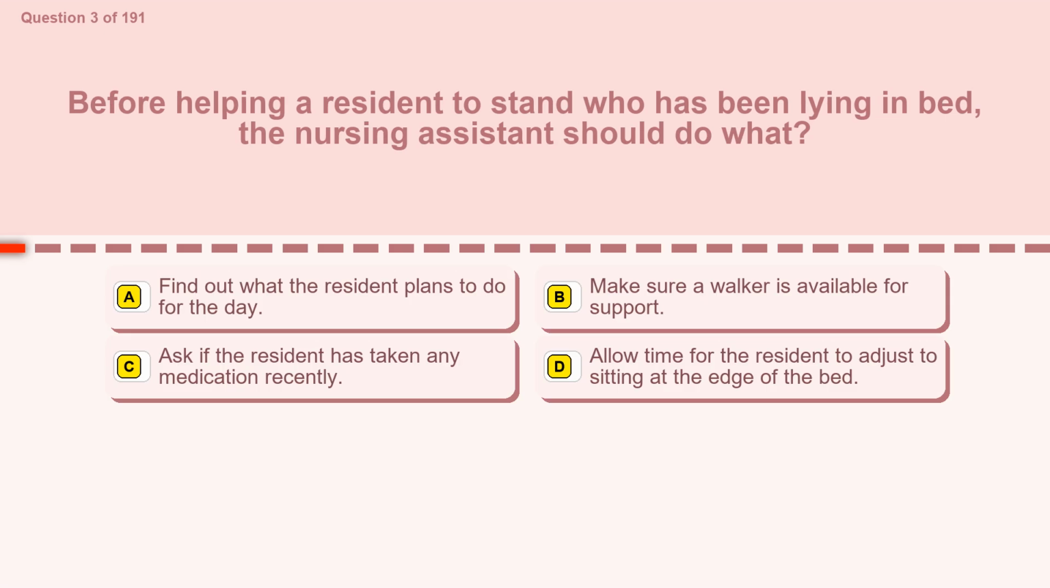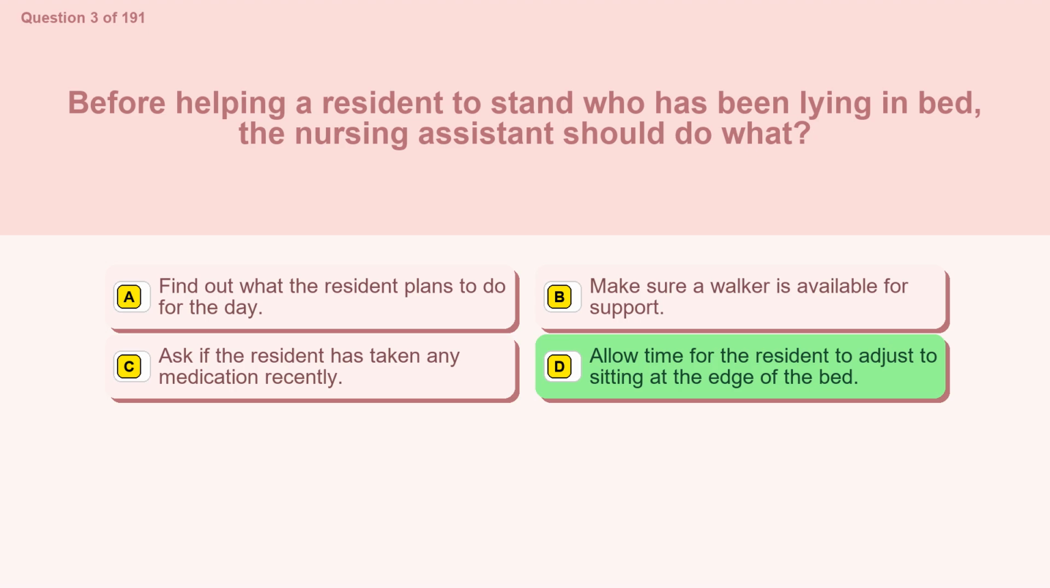Question 3. Before helping a resident to stand who has been lying in bed, the nursing assistant should do what? Option A, find out what the resident plans to do for the day. Option B, make sure a walker is available for support. Option C, ask if the resident has taken any medication recently. Option D, allow time for the resident to adjust to sitting at the edge of the bed.